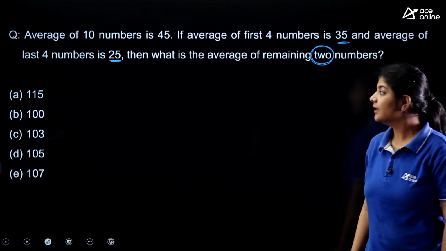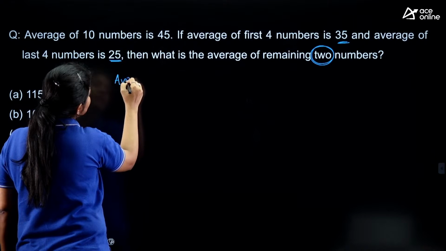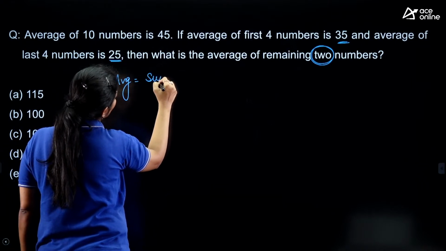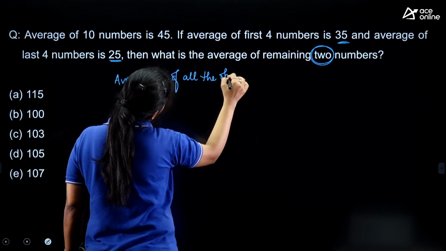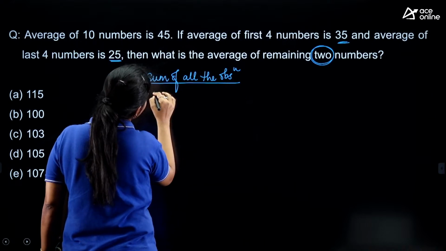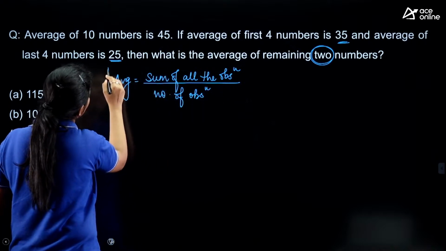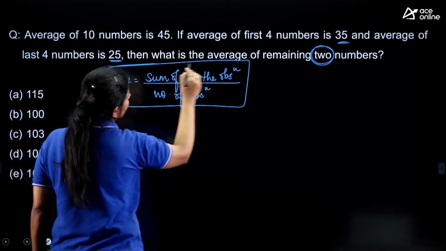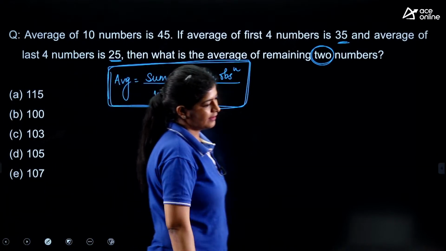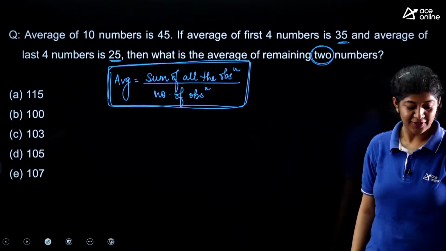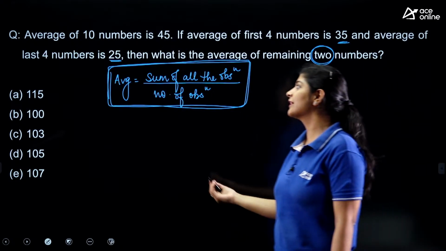This is a very easy one. We know how to find out average. Average is nothing but the sum of all the observations divided by the number of observations. Right? This is the formula that we are having for the average. We only need to use this formula just to get our answers. I think all of you got the correct answer.